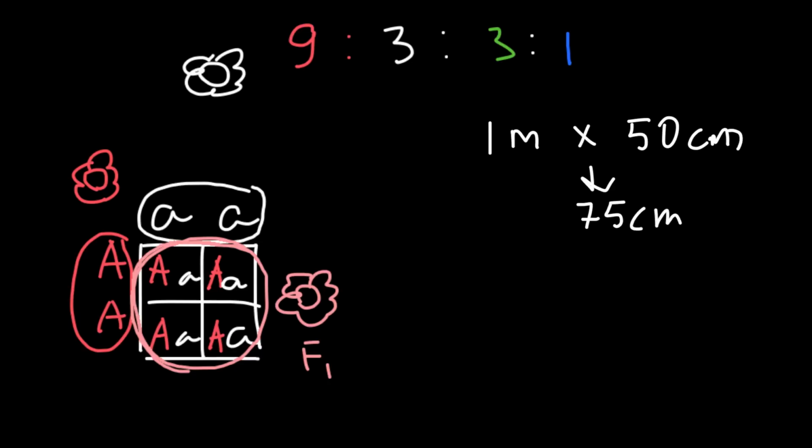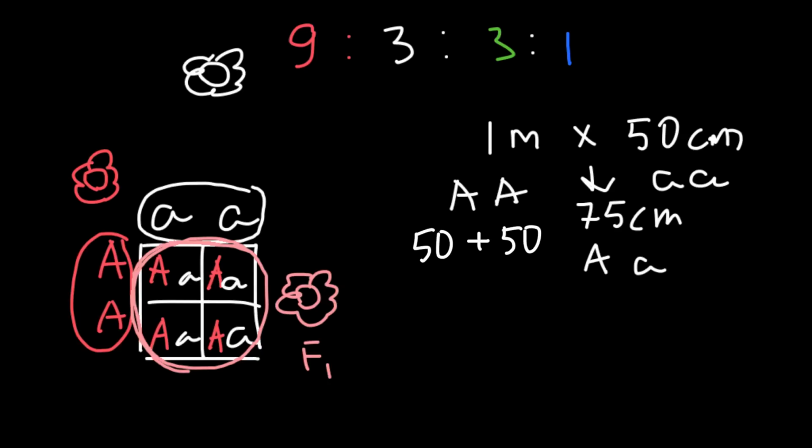We call this additive trait. Once again, for example, the genotype of this parent would be capital A, and the genotype of this parent would be small a, and the genotype of the progeny is going to be capital A and small a. In the case of this parent, we can say that each allele here adds 50 centimeters. So 50 centimeters plus 50 centimeters would give us 1 meter plants.